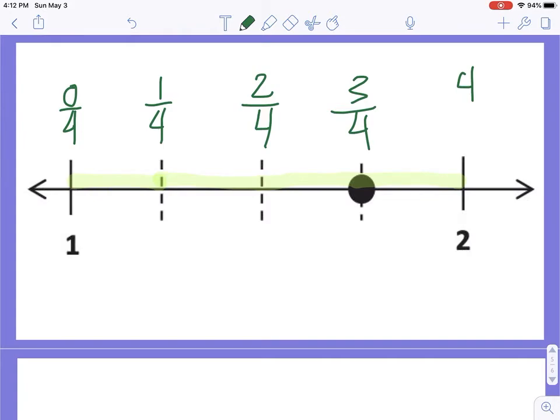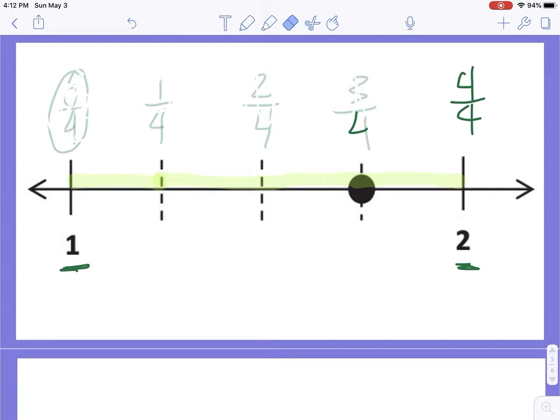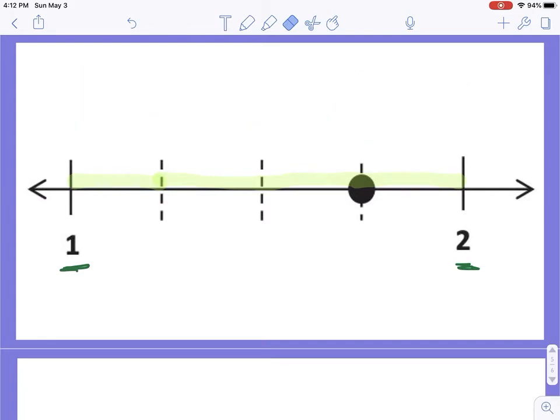Oh, you know what? I made a mistake. I did not pay attention to my whole numbers. I'm not starting with 0 and 1 over here, I'm starting with 1 and 2. So I need to go back and do that again. I'm not going to start with 0/4. I'm going to start with 4/4 because that's what is equivalent to 1 whole. So I've got to go back and erase this. I'm starting with 4/4 over here, not 0/4, and then I count up from there.